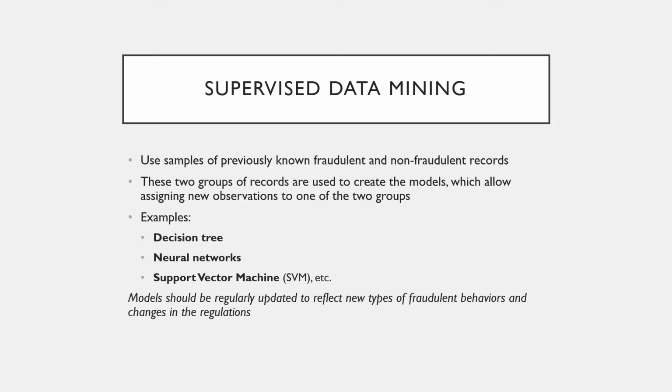In supervised data mining or learning, you will need to use samples of previously known fraudulent and non-fraudulent claims. So you will have two groups. Only then will you be able to assign one of these groups to new observations when creating your model. Examples of supervised learning include decision trees, neural networks, support vector machines, and many other ones that we reviewed during our class lectures. Also, we should remember that our supervised learning models will need to be updated from time to time because there are always new circumstances of fraud and abuse occurring within an organization.